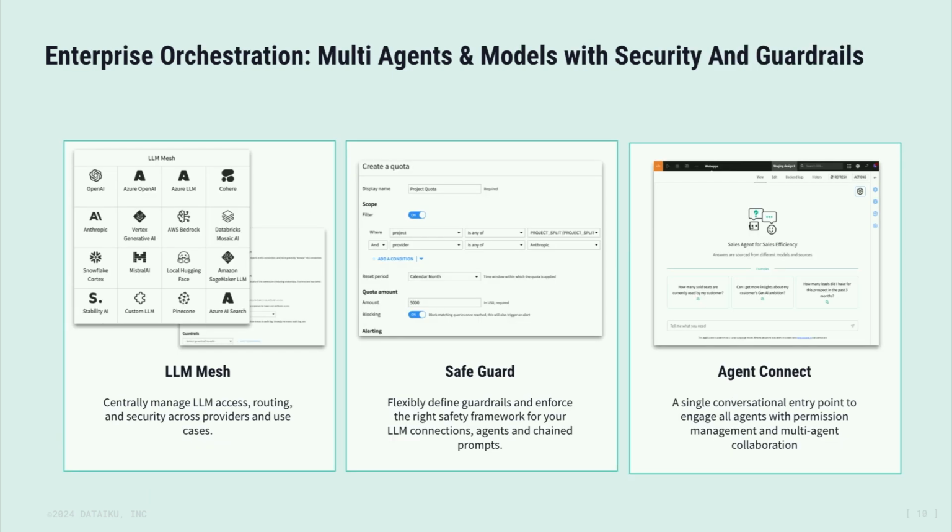We also allow for enterprise orchestration. Whether you're using a single agent or multi-agent approach, we have a backbone that's called the LLM mesh, which allows for centralized access to different LLM providers and models, along with the governance that is associated and the filtering that's associated with the connection to these systems. Along with that, the ability to provide guardrails to enforce specific safety frameworks around your LLM connections, either at the use case or at the overall enterprise level.